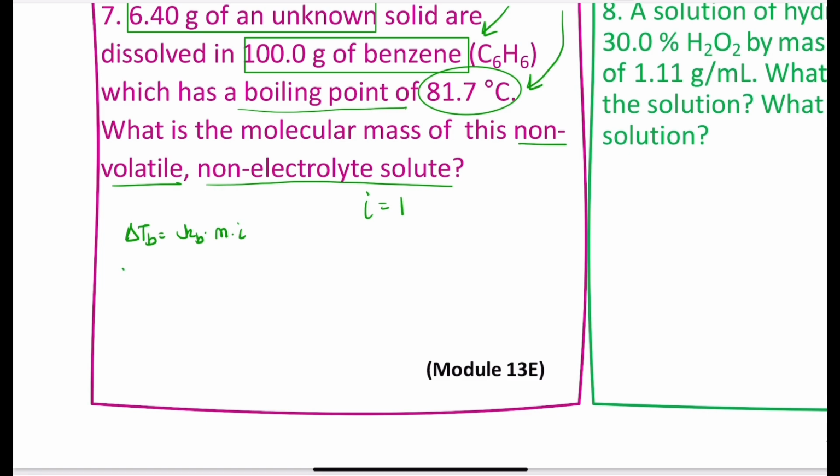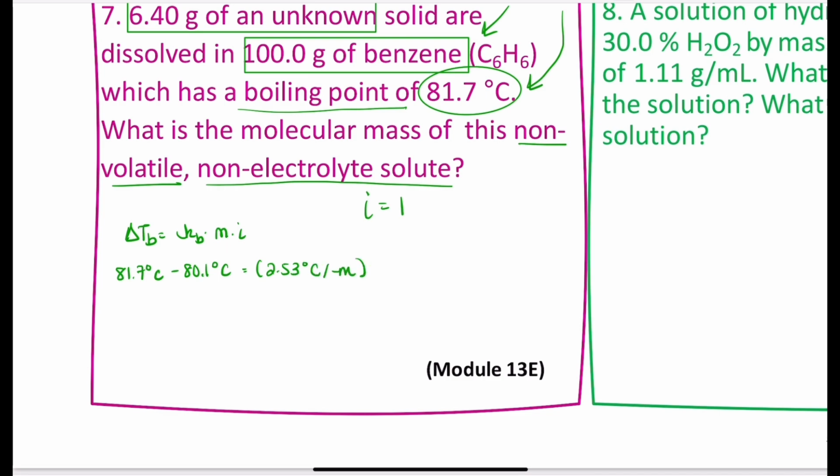We know that the solution is 81.7 degrees C, and I looked up the boiling point of benzene. Again, on homework, you guys can look that up. On an exam, I'd put it on the very first page, on that cover page. On a quiz, it would be at the top. 81.7 degrees C minus 80 degrees C equals, I'd have to look up that Kb value for benzene. And for benzene, it happens to be 2.53 degrees C per molal.